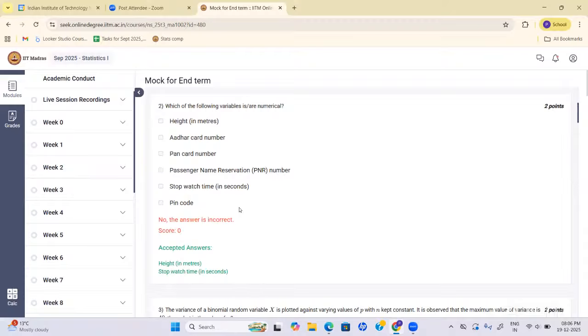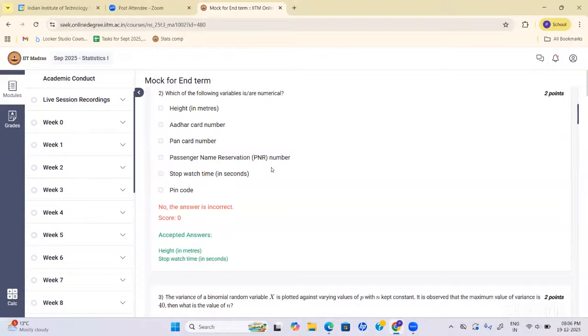Ma'am, but in the case of Aadhaar card or PNR number, for example with the PNR number, the second passenger can have just a difference of one in the PNR number. So can I say it is ordinal? No, it will not be ordinal. How can it be ordinal? I think we can order the PNR numbers of the passengers. But they don't make a meaningful order.